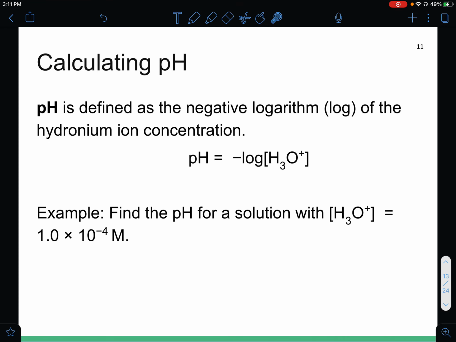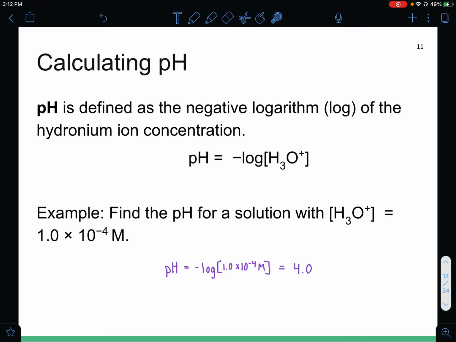All right, so how we're actually going to go about calculating this is right here. And this can look scary. Don't let it look scary. You use your calculator for most of it, and what you plug in here is a concentration, aka a molarity, right? So how are we going to find the pH of a solution that has a concentration of 1.0 times 10 to the negative fourth molar?